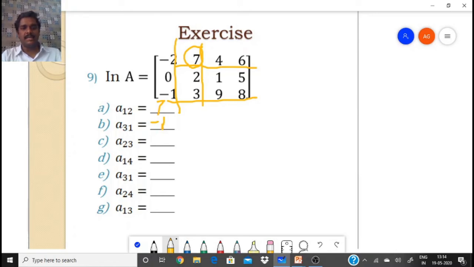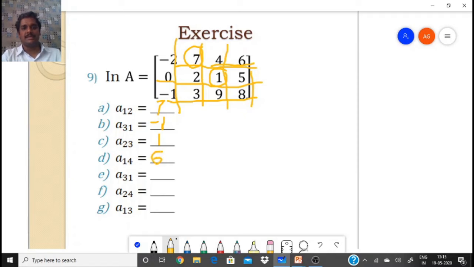Next is A23. A23 is the element present in second row third column. Here is your second row and here is your third column. Here is your element. So the answer is 1. Next is A14. A14 is the element present in first row fourth column. First row is here and fourth column is here. So the answer is 6.